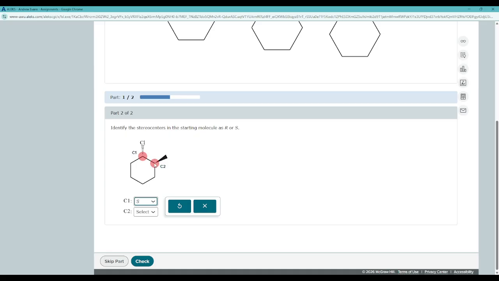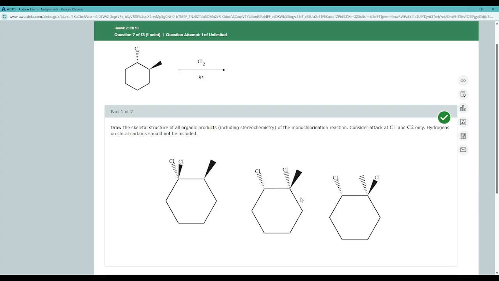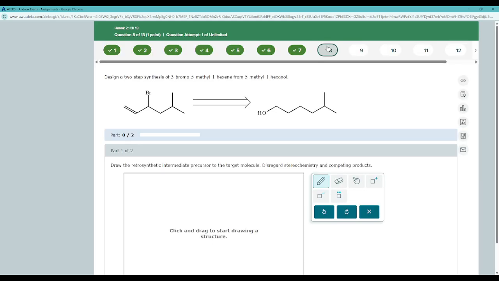Now C2, from C2's perspective, C1 is the heaviest, C3 followed by the methyl. So 1, 2, 3 with the hydrogen being away. So this is also S. And the stereochemistry swaps around because suddenly the chlorine is now the heaviest on that atom, so the stereochemistry is going to be totally different.